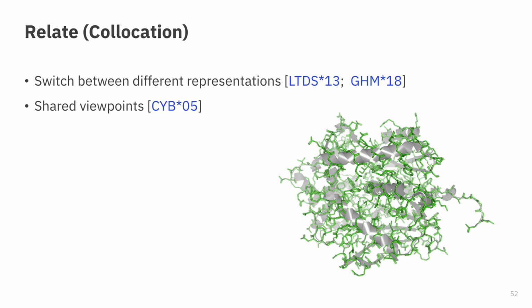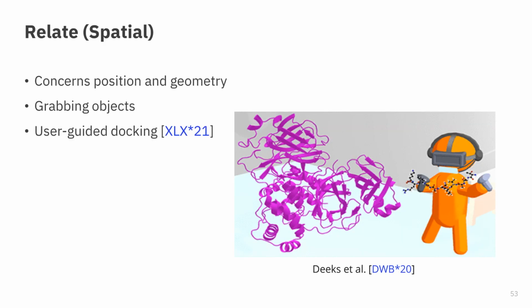As the representations occupy the same space, it indicates to the user that the same data or its derivatives are depicted. Another special form of collocation is the possibility of sharing viewpoints in collaborative environments, but we will discuss this later in this talk. The spatial relation is used when, due to the proximity and geometric features of visual elements, users can derive an interaction between these 2 visual elements.